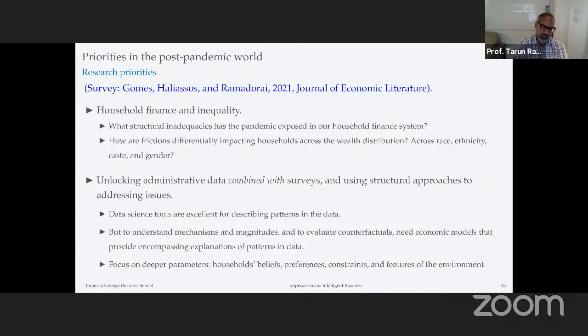Because data science tools are excellent for describing patterns in the data, but to understand mechanisms and magnitudes and to evaluate counterfactual scenarios, I believe that we need economic models that provide encompassing explanations of these patterns in the data. Certainly in my own research, what I'm trying to do increasingly is to combine very comprehensive data analysis with at least even a simple economic model which delivers parameters. And those parameters that I think we should focus on are the determinants of households' beliefs, preferences, and constraints, and also describing how households respond to features of their environment.